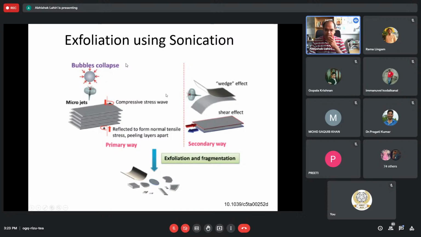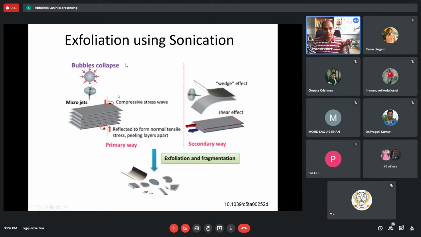So these are the two ways a microjet can influence or break the layered structure. Again, to repeat that, in the case of a layered structure you have van der Waals forces, so you just have to overcome these van der Waals forces. Van der Waals forces are not very strong forces. They are not like hydrogen bond forces. The weak forces of van der Waals can be overcome simply by these microjets.